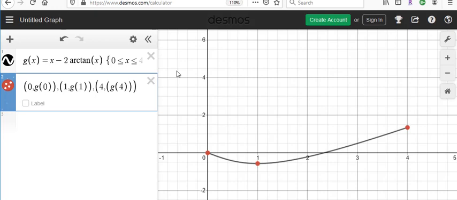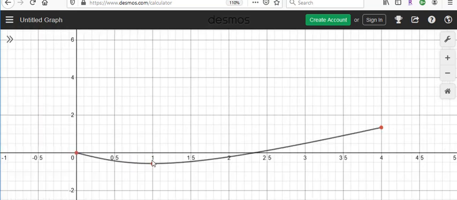So if we look at our graph here, we've got our endpoints at 0, 0 and at 4 here, and our one critical number we found, which was around 1. We get an answer that coincides with the calculus that we just did.